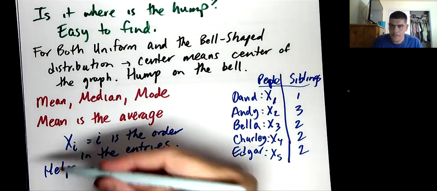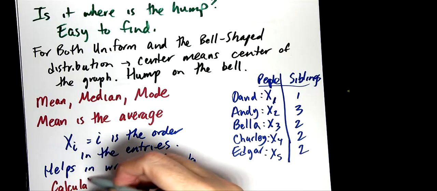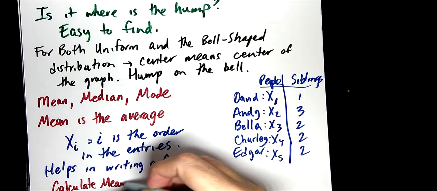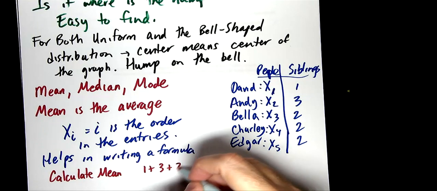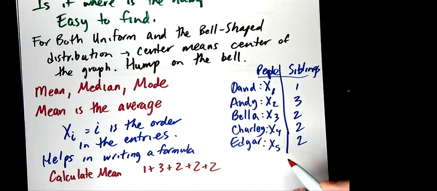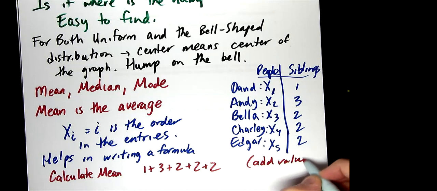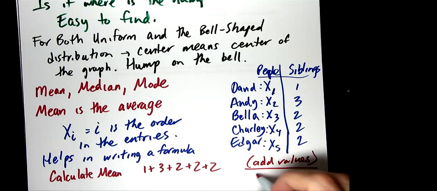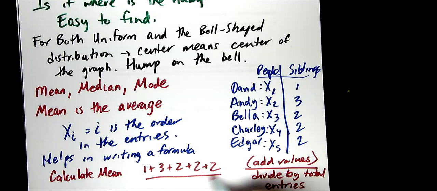To calculate the mean, we add up the entries. So add the values. And then divide by total entries. So there were 5 people, we're going to divide by 5. I'm off screen.